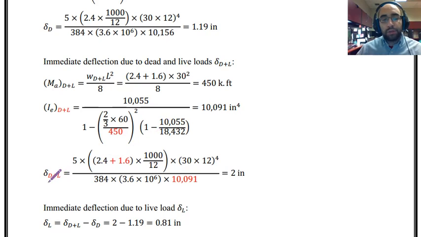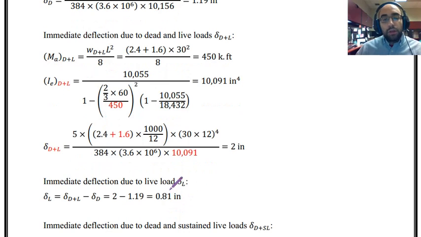So I find the effective moment of inertia because of dead and live load, and now all I need to do is to just calculate the deflection because of dead and live by putting the live load in the top of the ratio and the effective moment of inertia in the bottom of the ratio. The equation is the same. Deflection in simply supported beams because of distributed load. The only things that I changed are the loading and also the effective moment of inertia. Calculating this, we can see the instantaneous or immediate deflection because of dead and live load together is equal to 2 inches.